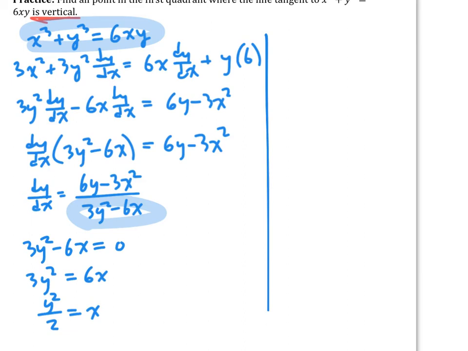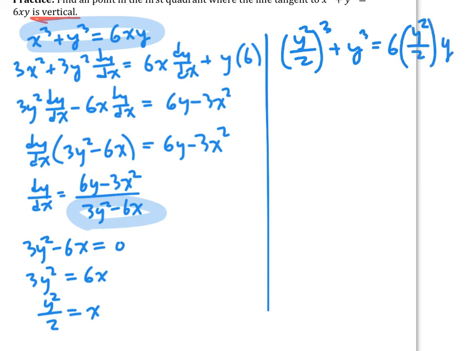So x cubed plus y cubed becomes (y squared over 2) cubed plus y cubed equals 6 times y squared over 2 times y. All right, simplifying that. (y squared) cubed is y to the 6 over 8 plus y cubed, and the 6 and 2 cancel, so it's 3, equals 3y cubed.